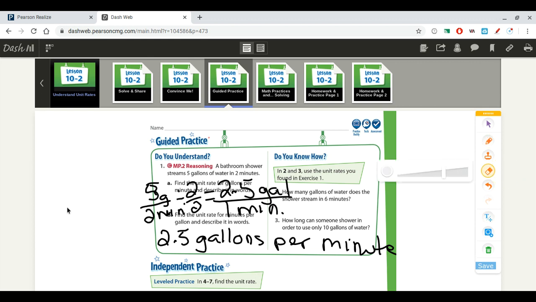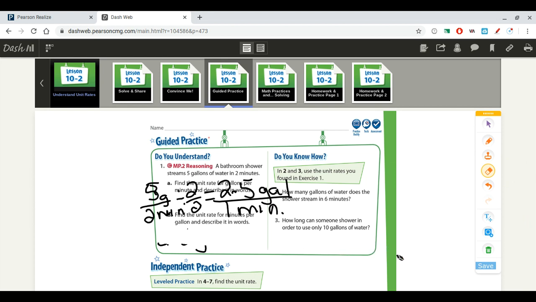Now, I'm going to leave this unit rate up here, but I'm going to get rid of the word description, because what I want you to look at is how the unit rate changes when we find a different value for the one. So when I'm looking for a different measurement, because on B, it says find the unit rate for minutes per gallon and describe it in words. So if I have 5 gallons, so minutes per gallon, I'm going to do 2 minutes as my top value of my ratio because it's 2 minutes per 5 gallons. So I'm writing this rate differently.